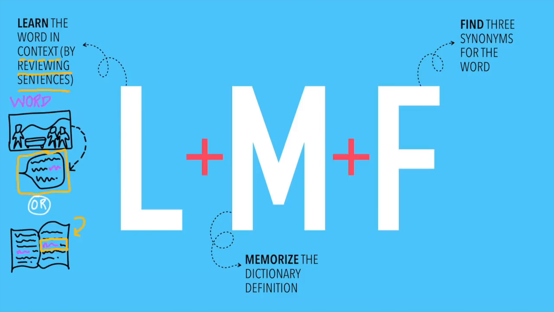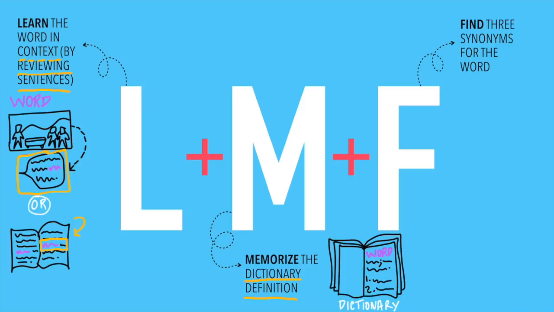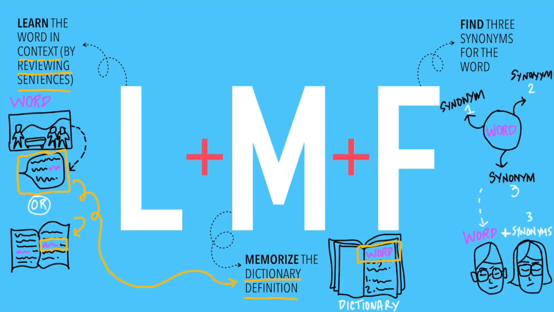Now, the M stands for memorizing the dictionary definition. This is part 2. So what you want to do is go to the dictionary. After you've learned the word in context, you go to the dictionary and you actually memorize the definition of the word. And finally, the F stands for finding 3 synonyms or similar words for the vocabulary word.